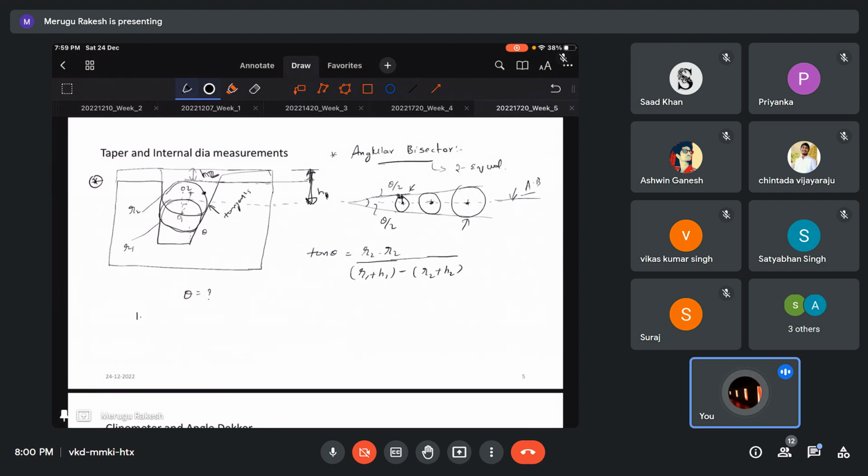Initially you can find this O1 O2 distance. Give me the expression for that. This one I'm talking about, the O1 O2 distance. It's not R1 plus R2.